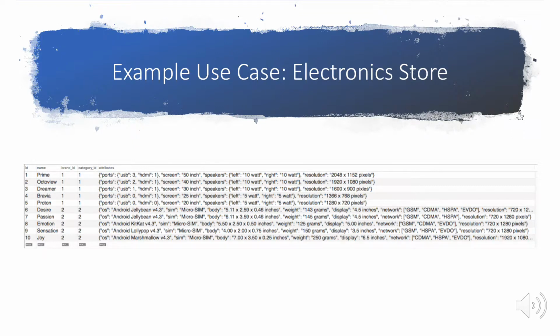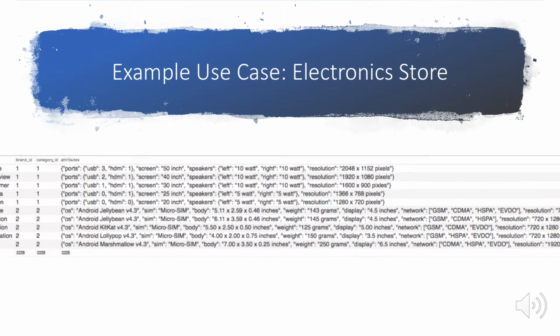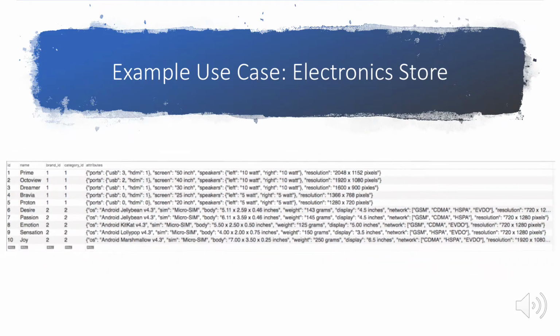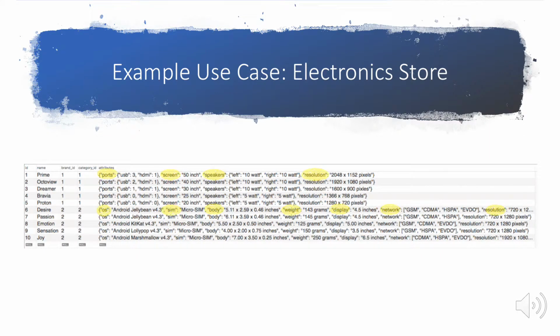Instead, the company may find JSON columns useful. JSON columns allow multiple attributes to be stored in a single MySQL column. So the company could have a single product table with a JSON column that stores whatever attributes each particular product has.